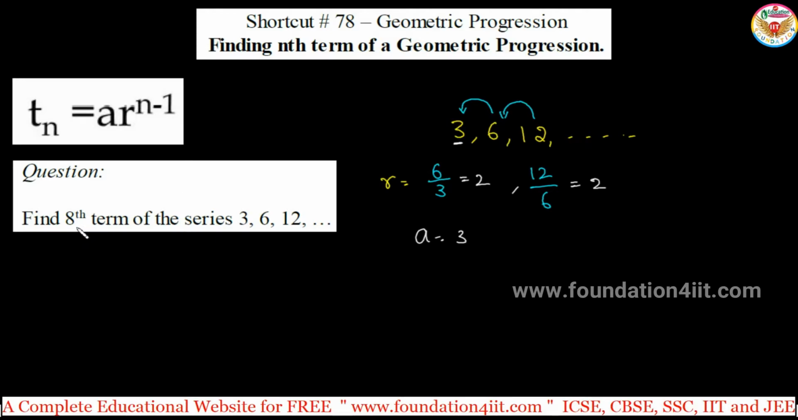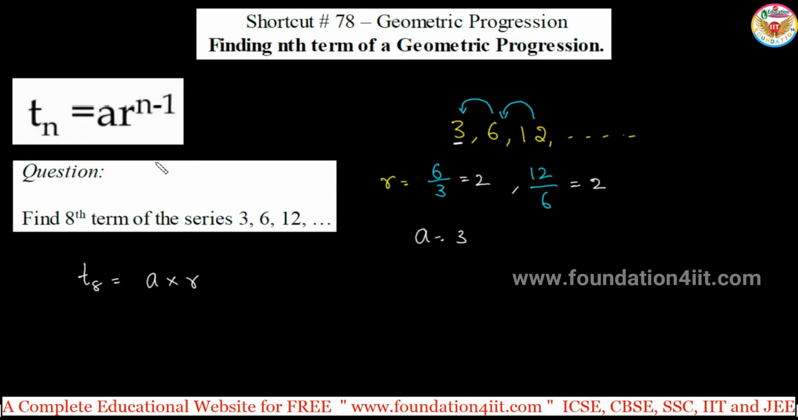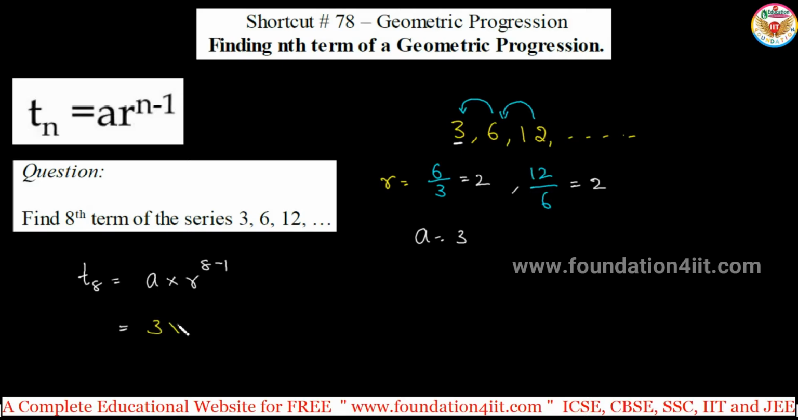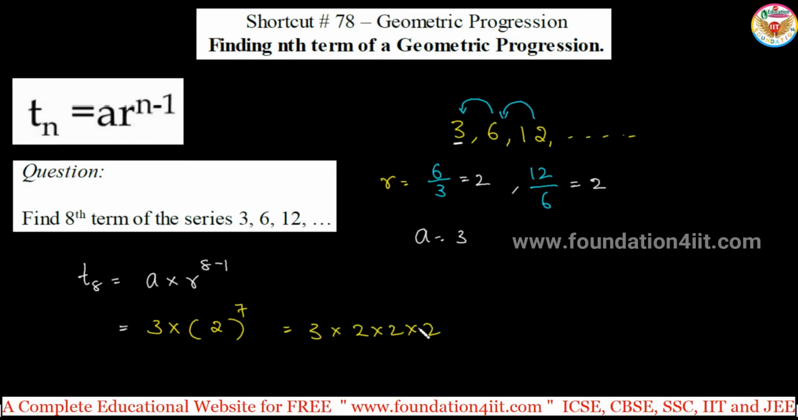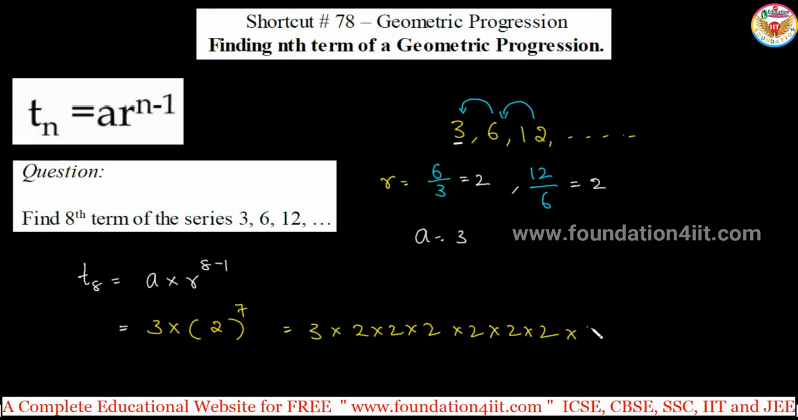As per the question, find the 8th term. So T8 is equal to A into R to the power n minus 1, so 8 minus 1. According to this formula, A is 3, so 3 into R to the power, ratio is 2, 8 minus 1 is 7. This is the answer now: 3 into 2 to the power 7. Just 2 multiplied 7 times, that means 2 into 2 into 2, 7 times you need to multiply. 1, 2, 3, 4, 5, 6, 7.